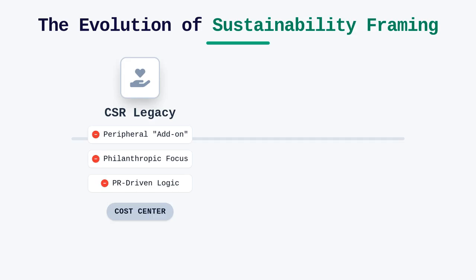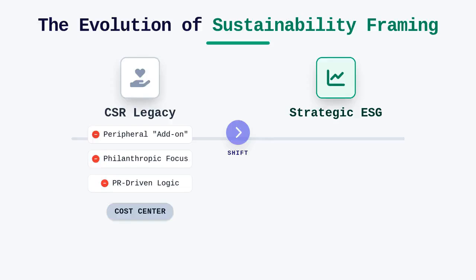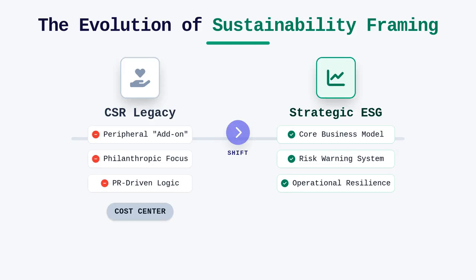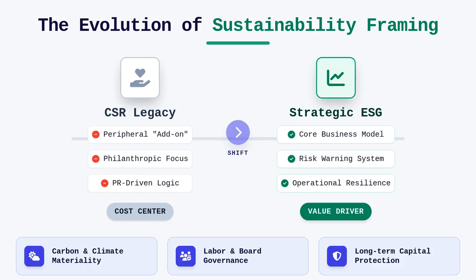Over the last 2 decades, however, this framing has moved from the periphery to the center of financial valuation. We now recognize that non-financial factors such as carbon emissions, labor practices, and board diversity act as early warning systems for systemic risk. This transition marks the move from viewing sustainability as a cost center to viewing it as a driver of operational resilience. By integrating these metrics, firms aim to protect long-term capital and ensure that they remain viable in a world where regulatory and physical climate risks are increasingly material.